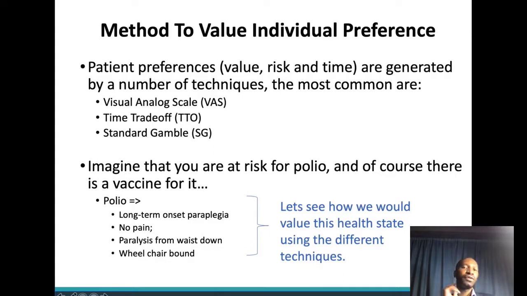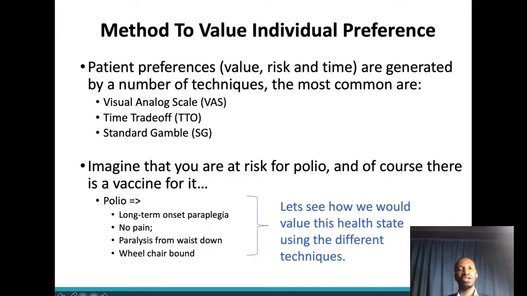So there are methods to value individual preferences, and patient preferences such as value, risk, and time are generated by a number of techniques. The most common are what we call the visual analog scale, VAS. We also have time trade-off, TTO, and standard gamble. We'll walk through all of these.